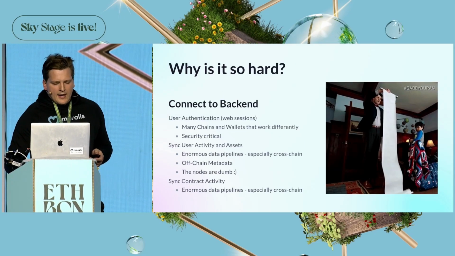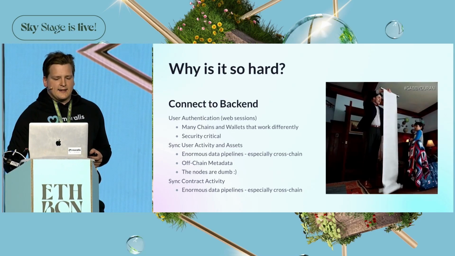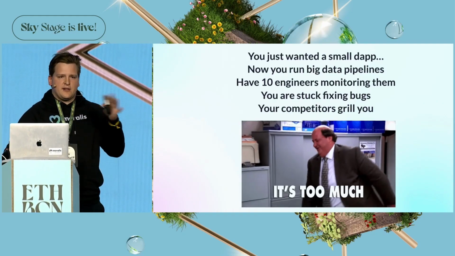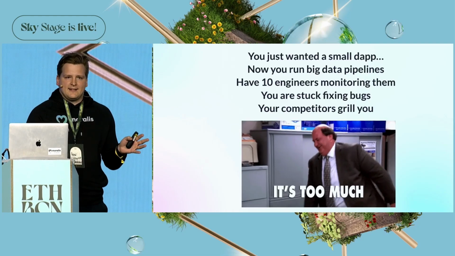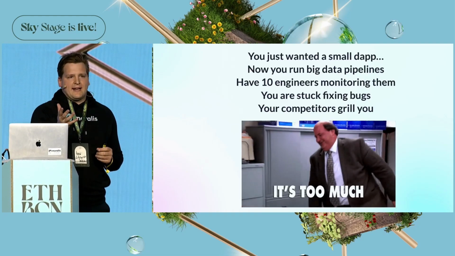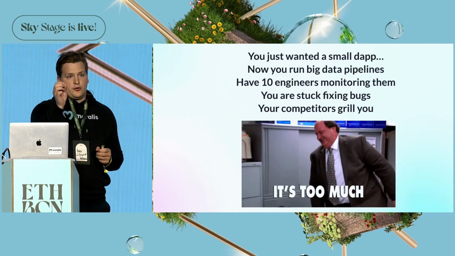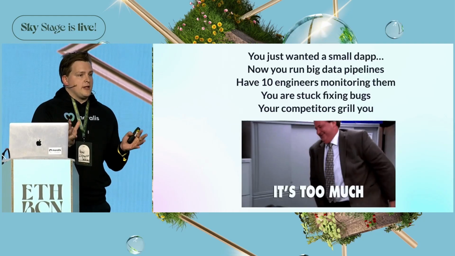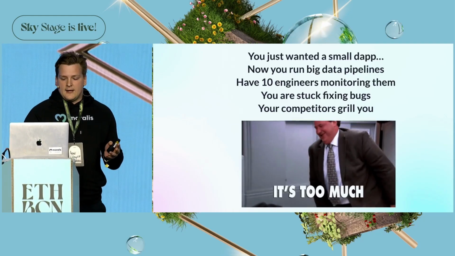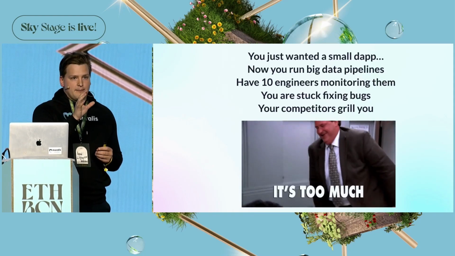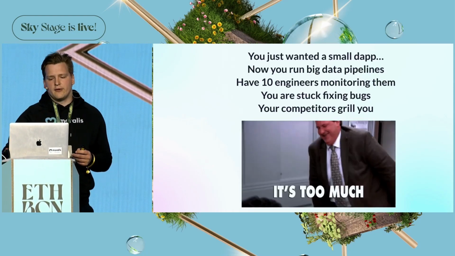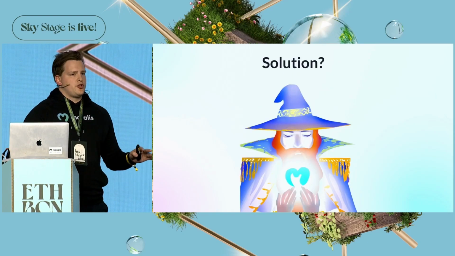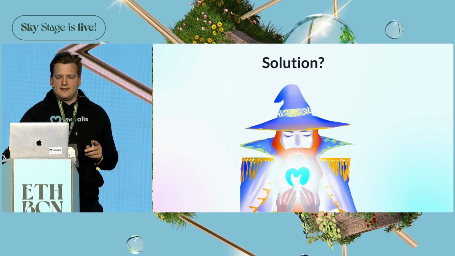So the first thing is to realize that you just wanted a small dApp. But if you do all of this yourself, what we just discussed, you need to run big data pipelines. You have to have 10 people just monitoring your backend so it doesn't break, so it doesn't fork into some other blockchain because of a reorganization. And you're stuck fixing all of this, and your competitors will kill you. If you just do everything from first principles, based on things like Ethers or Web3, and build everything around that, here's where we have tried to come up with some solutions that can make it simpler.